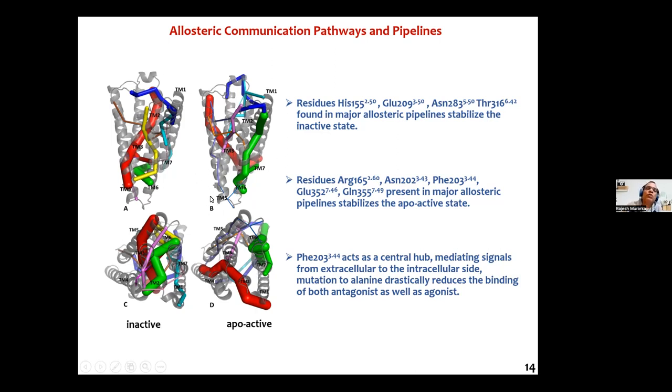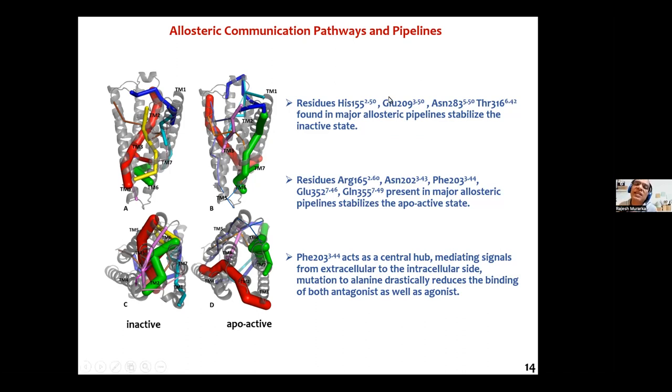So all together, what we found is that the pipelines we find in the active state stabilize the active state of the receptor, and the pipelines we find in the inactive state stabilize the inactive state. Now, there are mutational studies in the literature. People have found that mutations of some residues activate the receptor, and mutations of some residues inactivate the receptor. We found that along these allosteric pipelines there are several residues which act as allosteric hubs. Mutagenesis studies show that if I mutate residues like histidine 155, glutamate 209, asparagine, and threonine 316, the receptor goes to the active state.